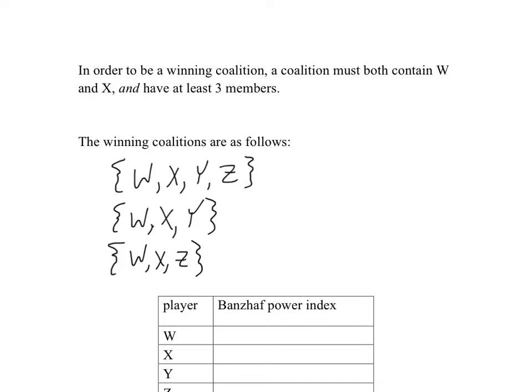There are no other winning coalitions. There's no other way to write down a set of members of the council, a set of players, containing W and containing X, and having at least 3 members, which is to say 1 or 2 additional members besides W and X. These are the only ways to accomplish that.